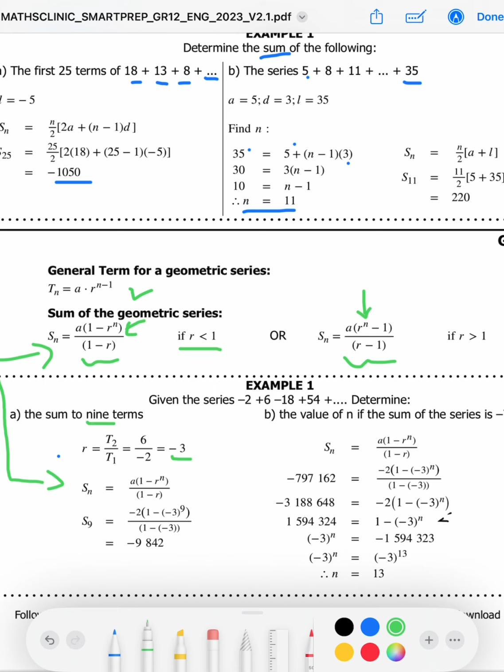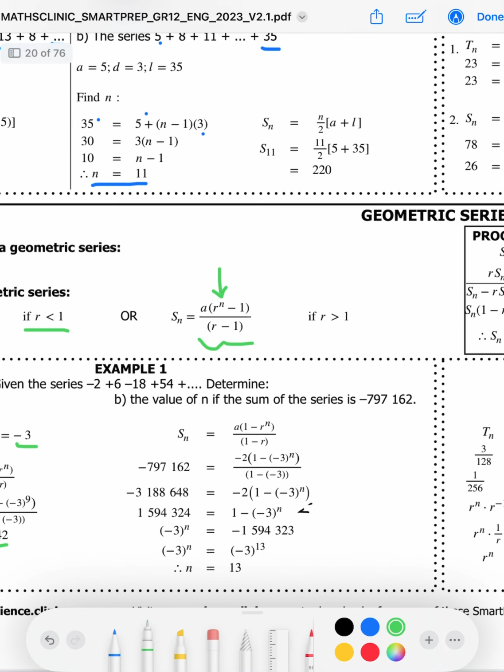And then the next question: the value of n if the sum of the series is minus 797,162. So this is the sum. We want to know how many terms they have summed in order to get this. Okay, it's still the same question, still the same ratio, and still the same a, which is minus 2. But here, instead of wanting Sn, we already have Sn, which is that big minus number.